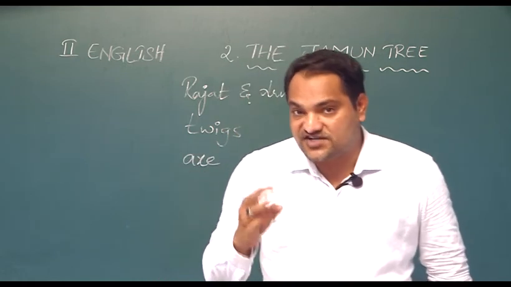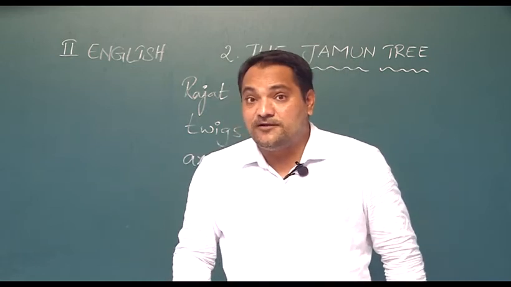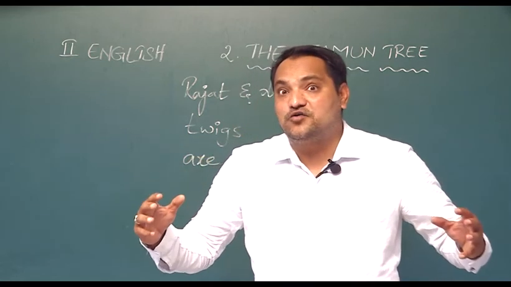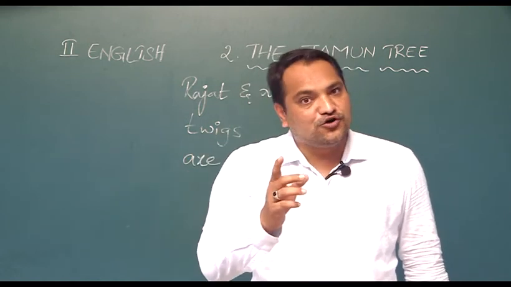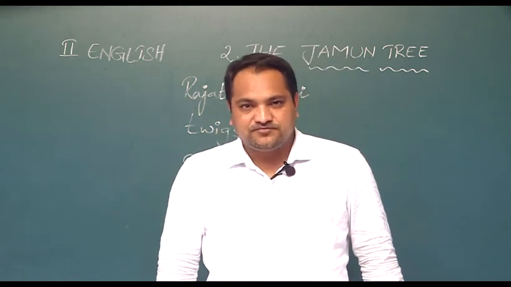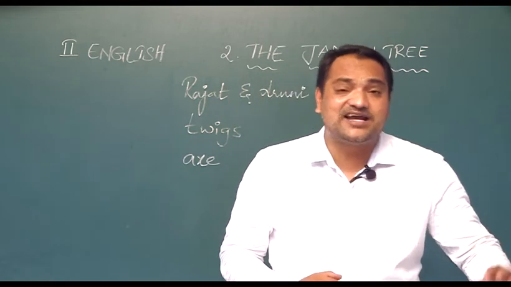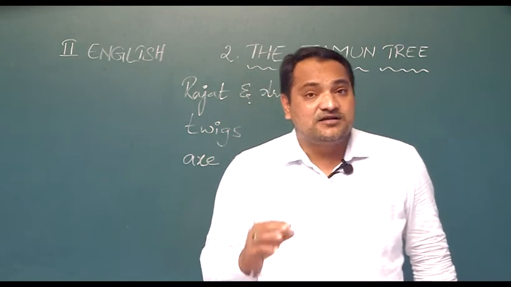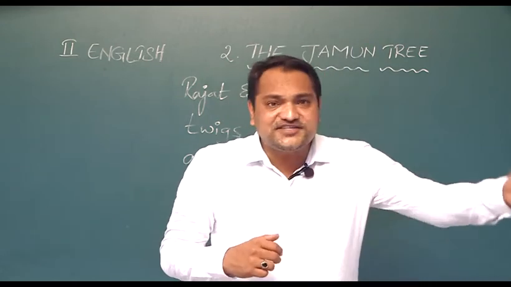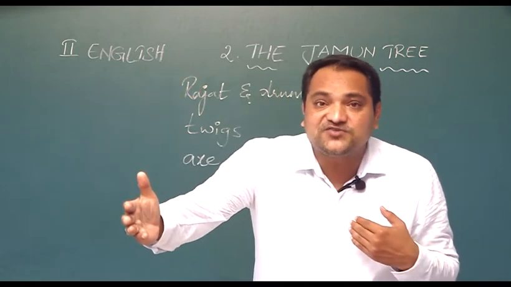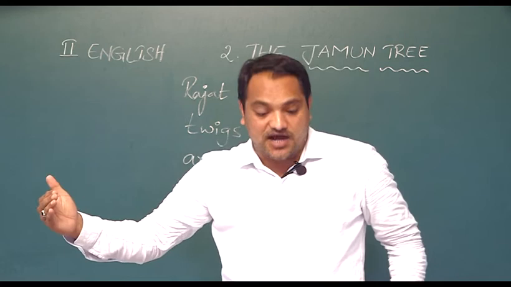One of the three strangers replied to Rajat and Aruni in a very angry voice. What did he say? "Go away, don't disturb us." Rajat and Aruni felt very bad and very sad. They didn't like the trees being cut down. Now they will go to the Jamuni tree and cut it down.